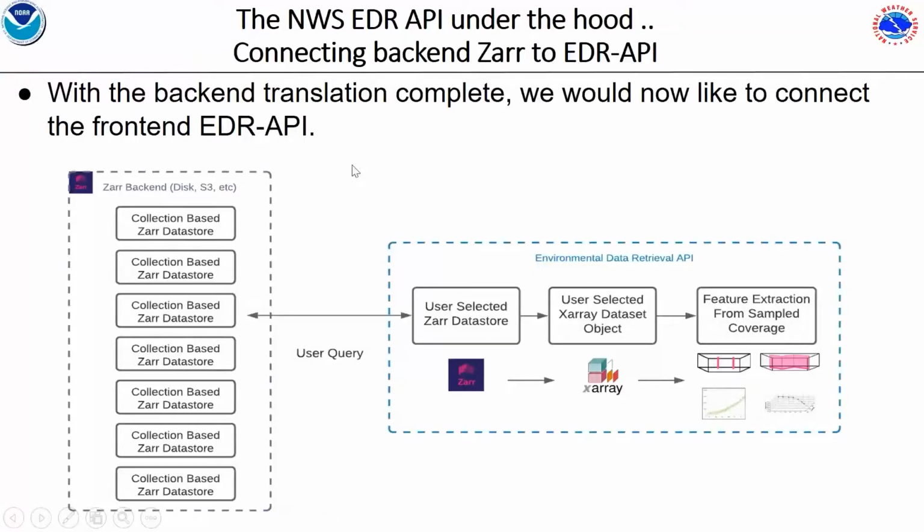So with that ingest process in place, we have these different Zarr data stores in place in S3, and the EDR API on the fly, based on user query, will select that specific collection from Zarr and load that back into Xarray. We'll do our trimming and slicing, and then we have some modules that connect to Xarray to output in NetCDF, GRIB, JSON, and so on.